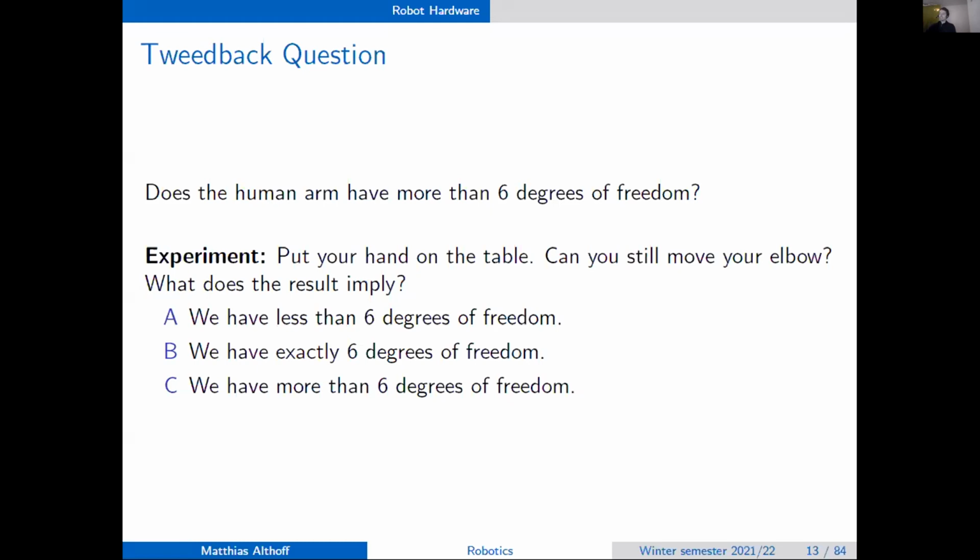And then you can ask yourself, why do we need 7 degrees of freedom? Because with 6 degrees of freedom, we could already manipulate any object, right? And does anybody know why 7 can be better than 6? Or is this just stupid?